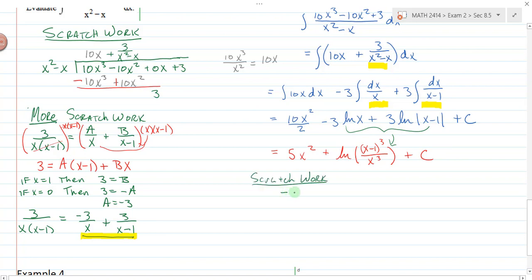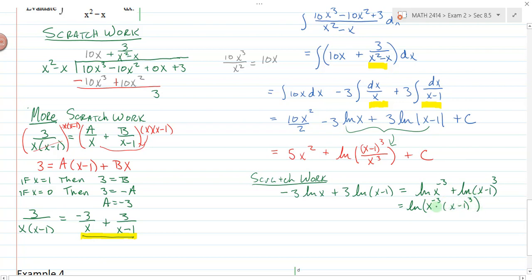Okay, so negative 3 natural log x plus 3 natural log x minus 1 can be rewritten as the natural log of x raised to the negative 3 plus the natural log of x minus 1 raised to the positive 3. Then we use the product rule. When I add two logs together, that means I could rewrite that as a single log of the product of each of these terms. So that's x to the negative 3 times x minus 1 to the third.